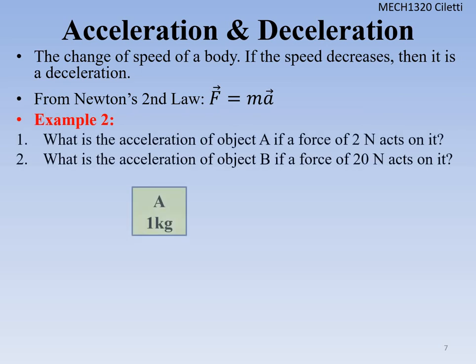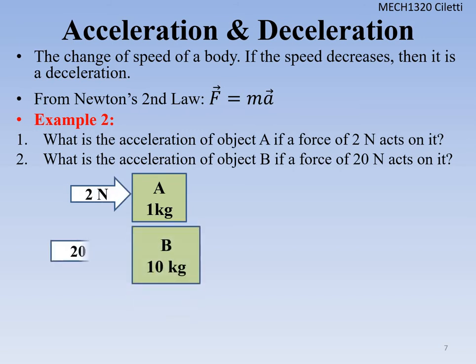So let's take a look at this example here. We want to find what is the acceleration of object A if a force of 2 newtons acts upon it, or what is the acceleration of object B if a force of 20 newtons acts upon it. So we're just going to apply F equals ma. Looking at object A, we're going to use a 2 newton force, and it's 1 kilogram. So F equals ma, but we're solving for acceleration, so that's three variable manipulation there. We have to solve that equation for a, because we're looking for acceleration. So we have to divide both sides by m, the mass. So force divided by mass equals acceleration.